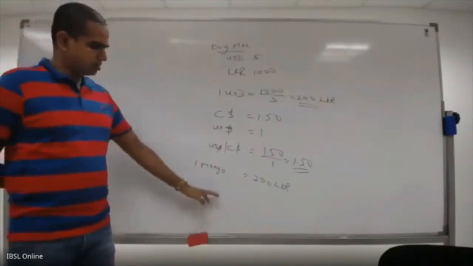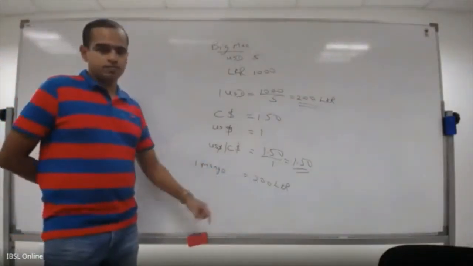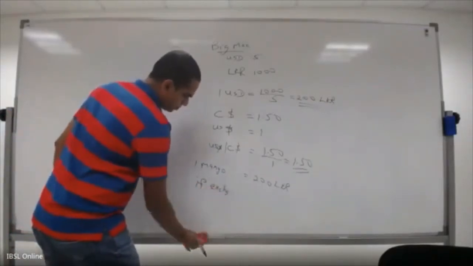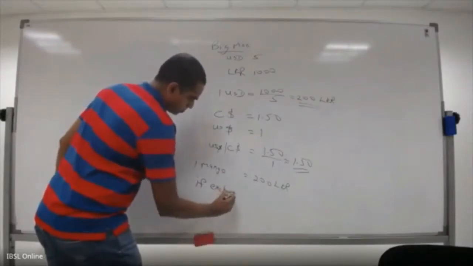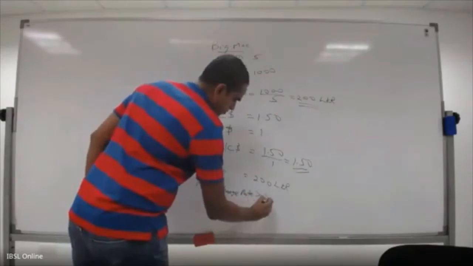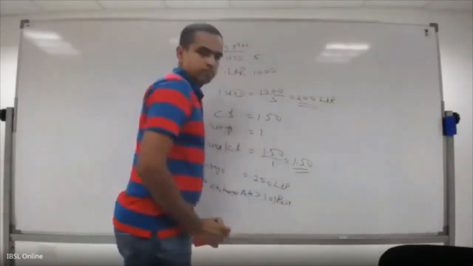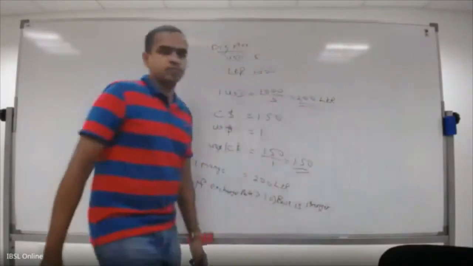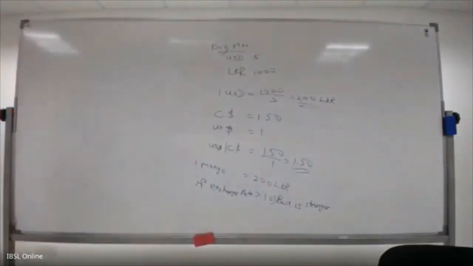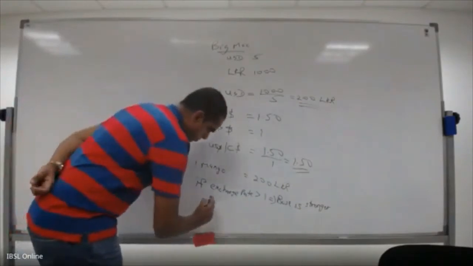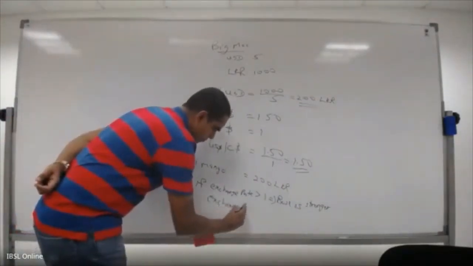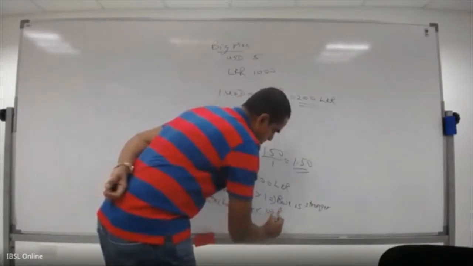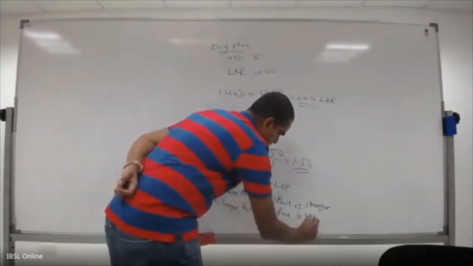Why? Because look at this exchange rate. If the exchange rate is more than one, it means this currency is strong. So likewise, if the exchange rate is less than one, it means the base currency is weak.